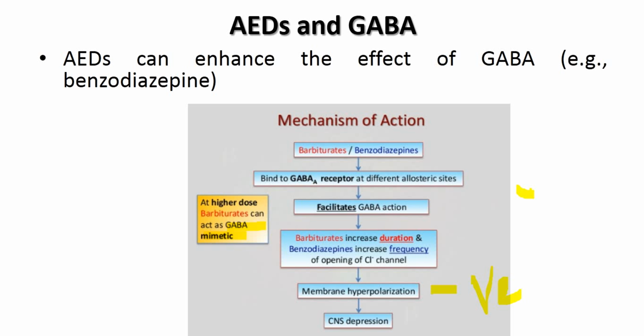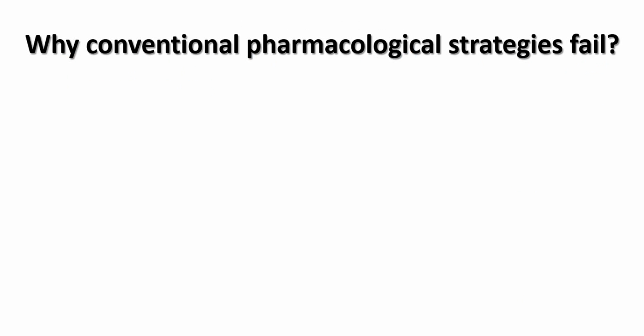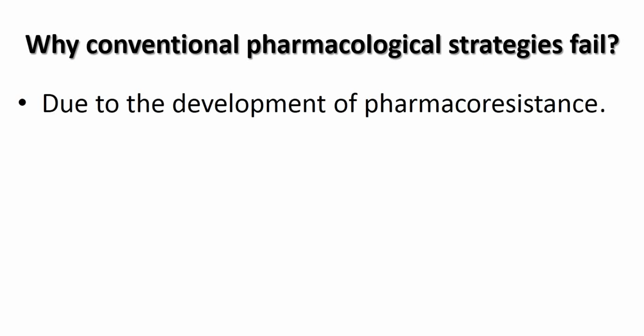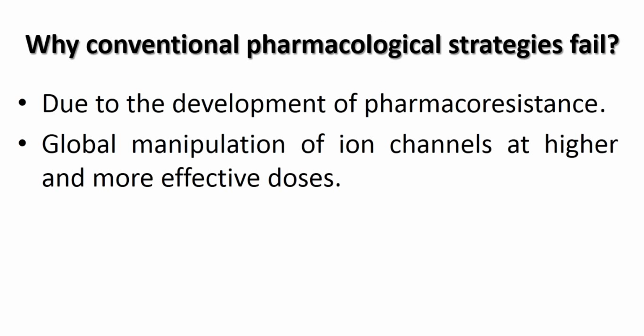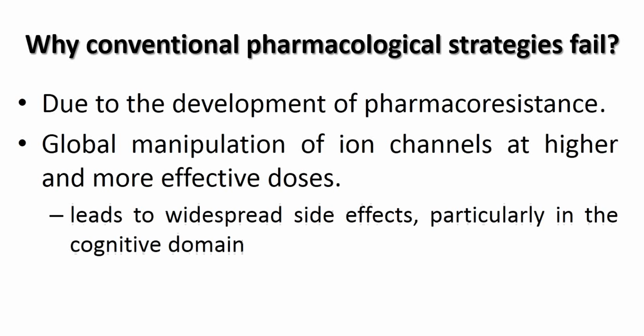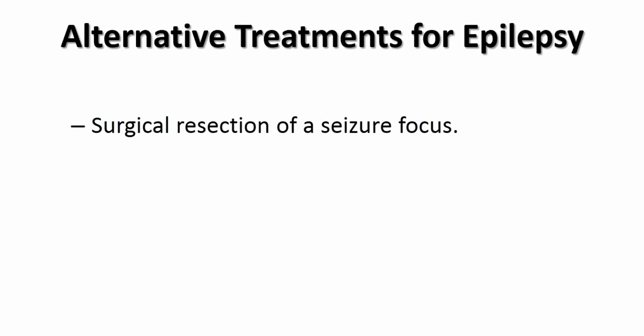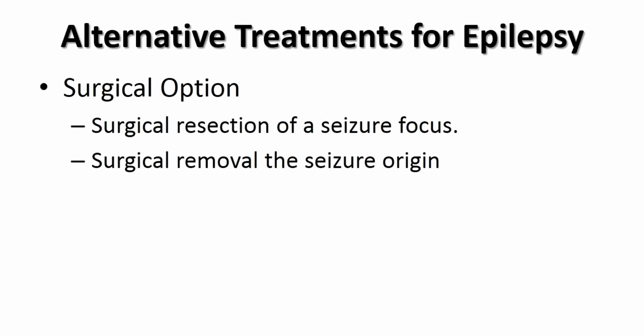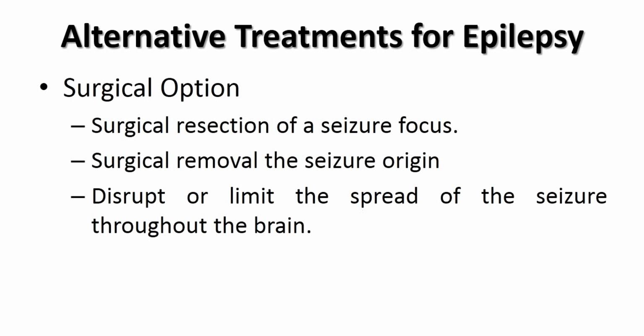Now, one of the reasons why conventional pharmacological strategies fail is the development of pharmacoresistance. There is a global manipulation of ion channels at higher and more effective doses, so it leads to pharmacoresistance, and this leads to widespread side effects, particularly in the cognitive domain. Now, what are the alternative treatments for epilepsy? One is surgical resection of the focal focus of seizure, that is the origin from where the seizure takes place. Apart from that, you have surgical removal of the seizure origin. You can disrupt or limit the spread of seizure throughout the brain.